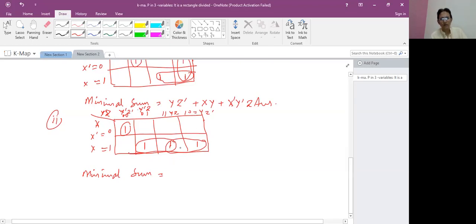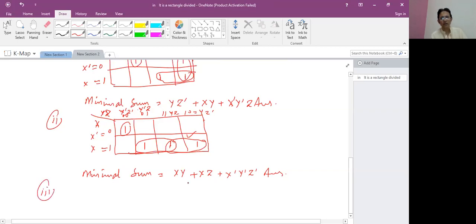y is common in this loop and x. So the answer is xy when we consider this loop. When we consider this loop, student, in both column and in this row, z is common and x is common. So we write here x and z. And in the last, y complement z complement multiplying by x complement. So it is our minimal sum. So we find the answer.